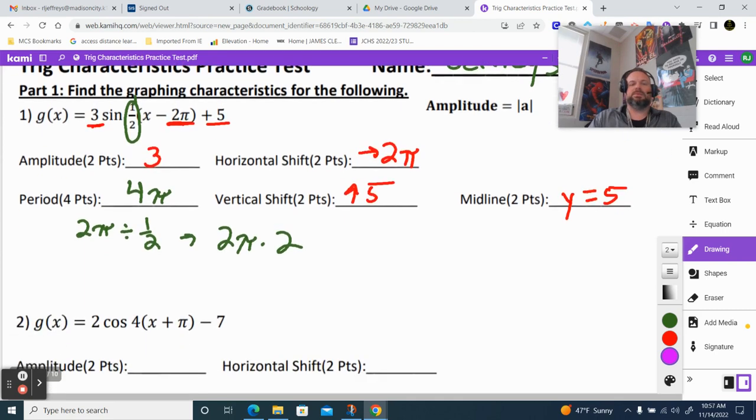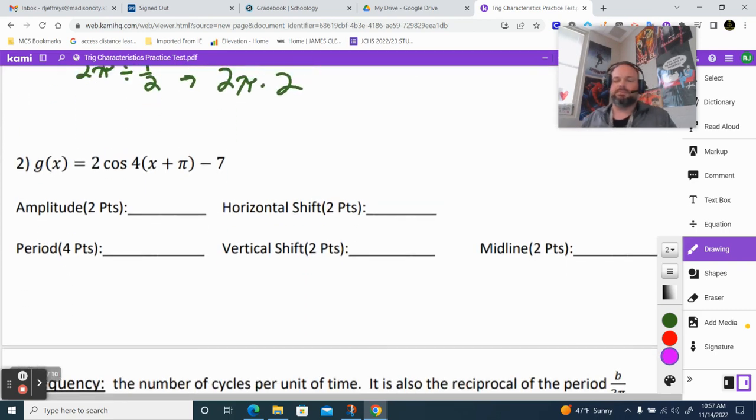Okay. All right. So for number 2, same process. This is our A value. So now I just put positives on here. It could be negative tomorrow. I don't know. I haven't made the test yet. That's something I might think about later today or tomorrow morning. Potato, potato. Okay, so amplitude is absolute value. This is going to be 2. Horizontal shift. Let's see. It's a plus. That means it goes the opposite way. So this goes left pi. Vertical shift is down 7. And then midline is y equals -7.